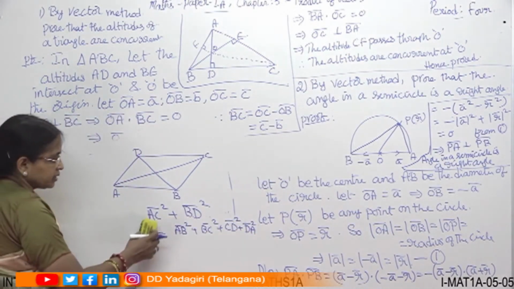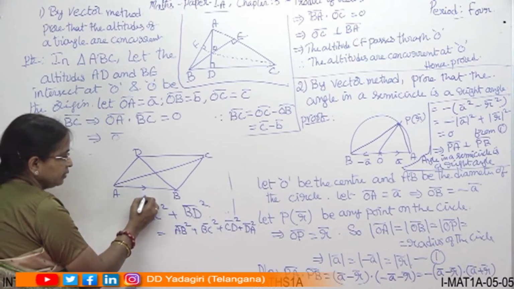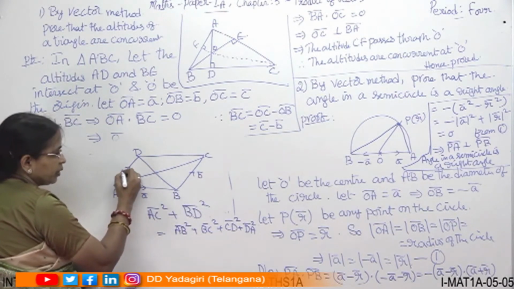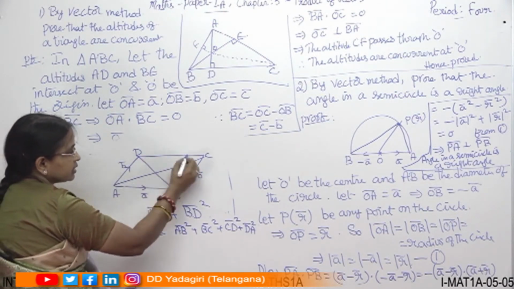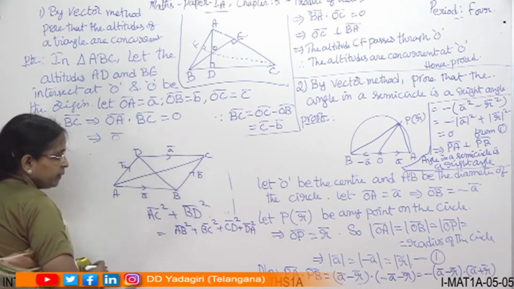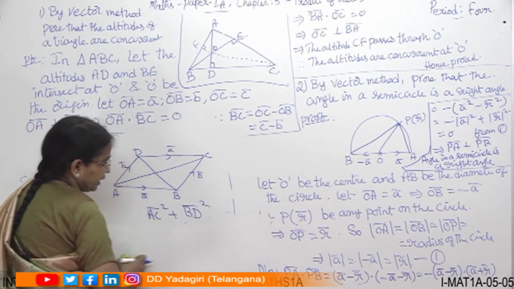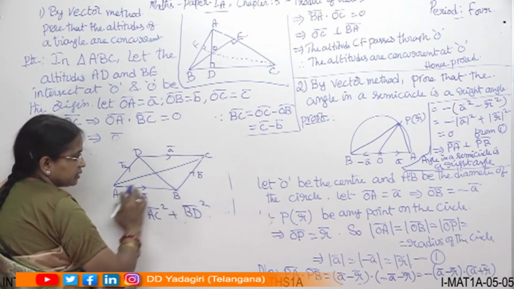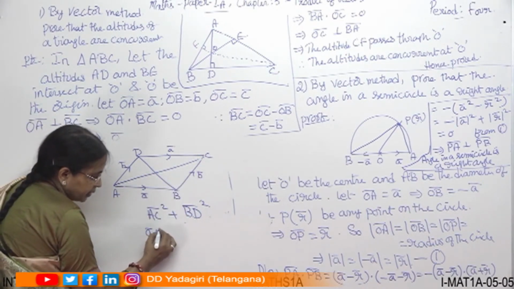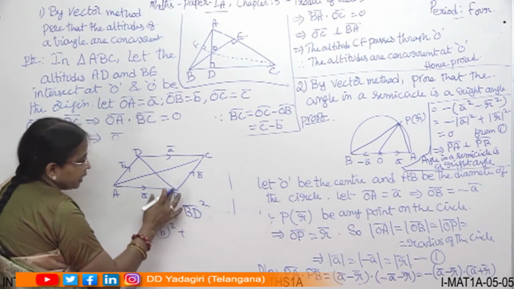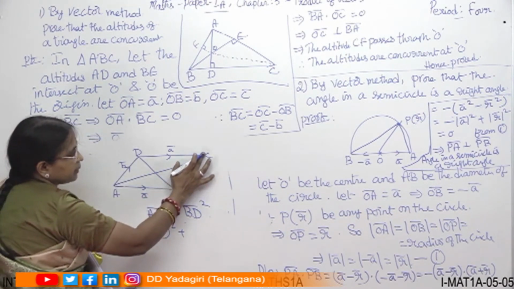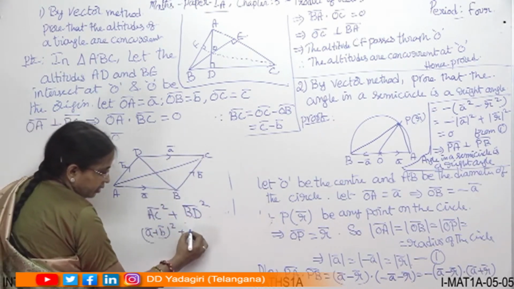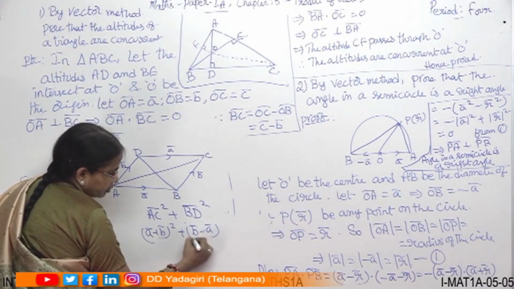So the method is, you will take AB as A and then BC as B. Then AD will also be B, and this DC in this direction is A. So you will get AC plus BD. What is AC? AC is A plus B. So this is A plus B whole square plus BD. BD is BC plus CD. So that is B minus A, since CD means minus A. So it is B minus A whole square.